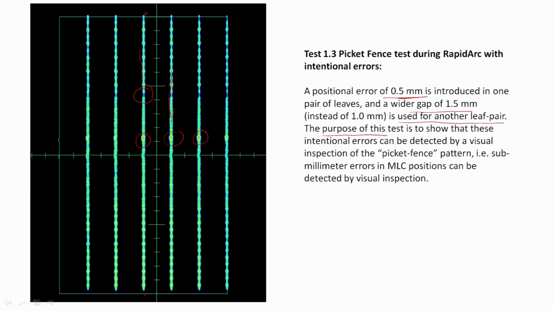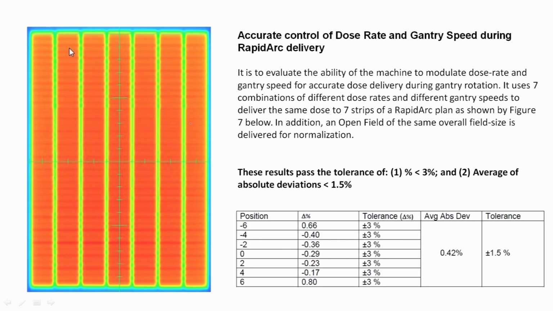The purpose of this test is to show that these intentional errors can be detected by visual inspection of a picket fence pattern, that is, sub-millimeter errors in MLC position can be detected by visual inspection. As I have marked here, you can visually verify these intentional errors of the MLCs. Now, the accurate control of dose rate and gantry speed during rapid arc therapy. As we know, during rapid arc there is a change of dose rate with the gantry speed also. That also needs to be verified, to assure that it is performing according to the plan.